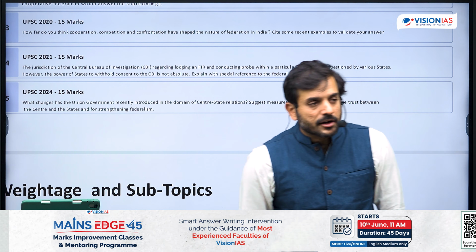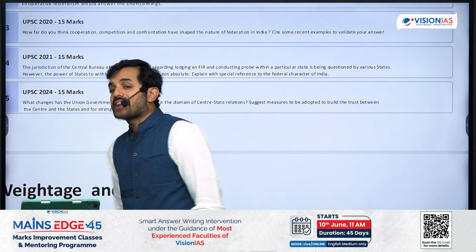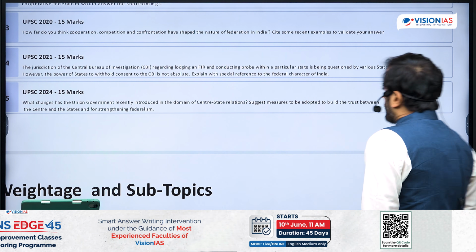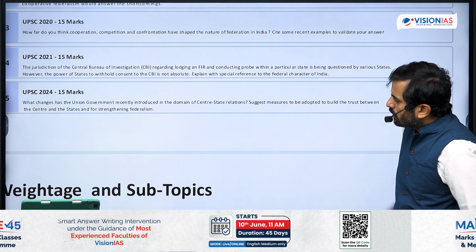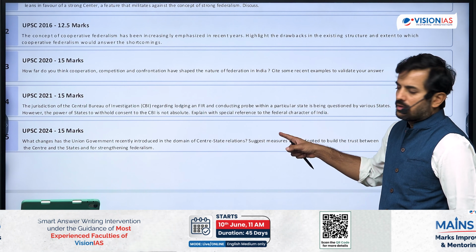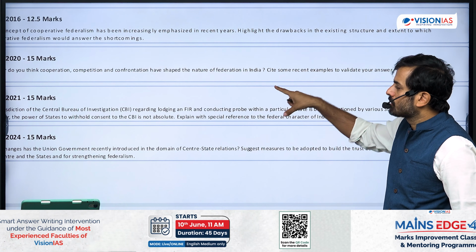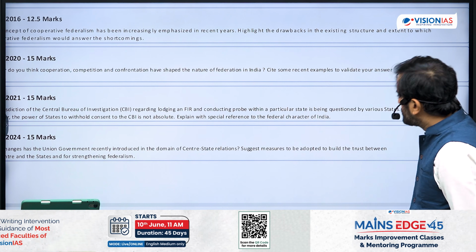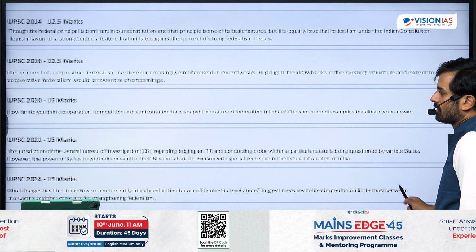If it is a case related to corruption or investigation against a central government officer, then the states have to give consent to the CBI for investigation and prosecution. Explain with special reference to the federal character of India. Another question was, how far do you think competition, cooperation and confrontation have shaped the nature of federation in India? Cite some relevant or recent examples to validate your answer.